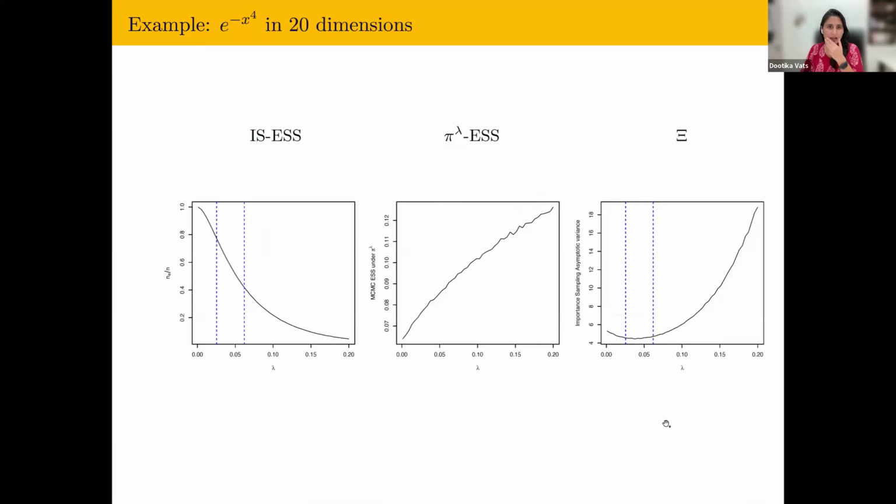Okay, this is a toy problem. We have another one in this case where it's e to the power minus x to the power 4 in 20 dimensions. And here, again, the weights decrease. And then these are the values of lambda at which we get the behavior that the weights are in this window. I get pi lambda ESS is still increasing. But then over here, because this is a very quickly diminishing tail distribution, these choices of lambda would have been too big, and it definitely prefers smaller choices of lambda. It doesn't want to pick up too many bigger choices of lambda.